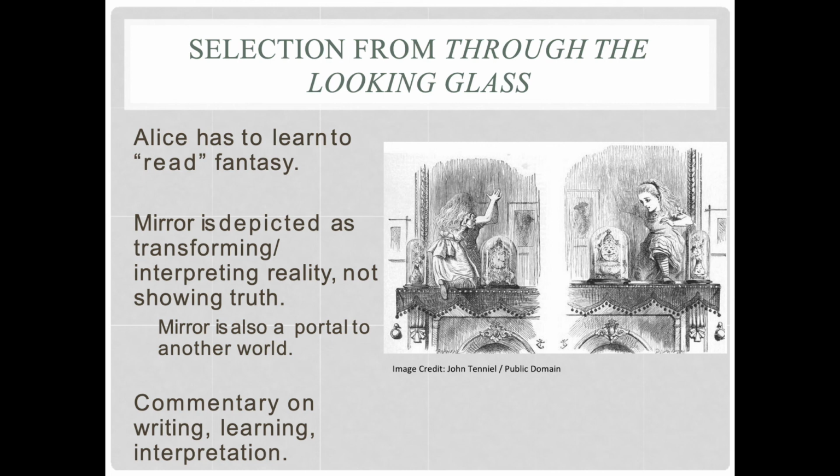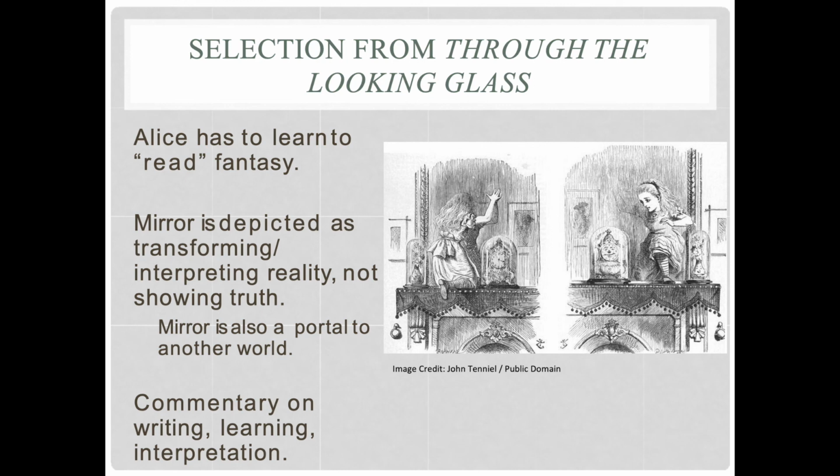The reason that I picked this particular chapter is because she's learning how to read fantasy, meaning interpret fantasy. And to get into Wonderland this time, she goes through the looking glass, so through the mirror. And the mirror itself is depicted as transforming or interpreting reality and not showing the truth. So it's this portal into another world, but it's also twisting or reflecting back a different version of what is real. If you look in an actual mirror, it's showing you something that is real, but it's also actually not real, right? It's an illusion of what is real.